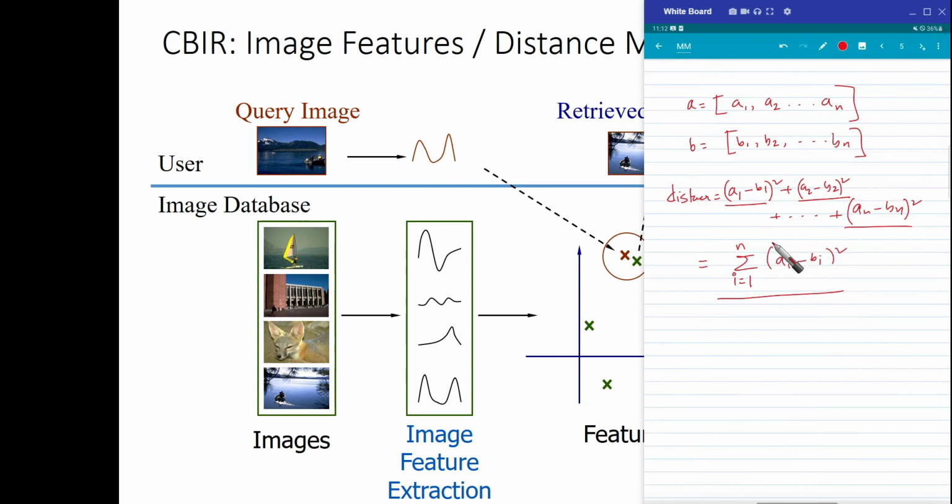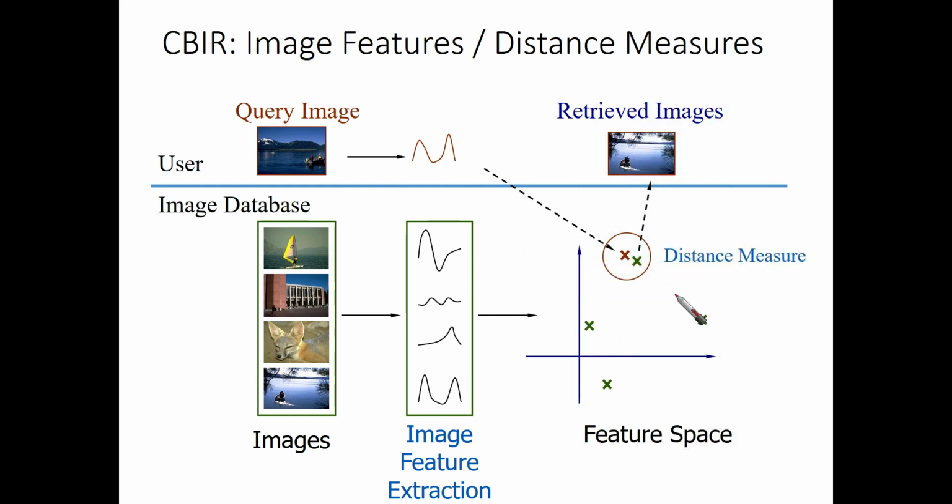And then we see which one provides the minimum distance, right? For example, we will measure the distance between this vector and this vector, and again between this vector and this vector, and we will find which one provided the closest distance or the smallest distance. Then that would be our retrieved images. So that is how it generally works.